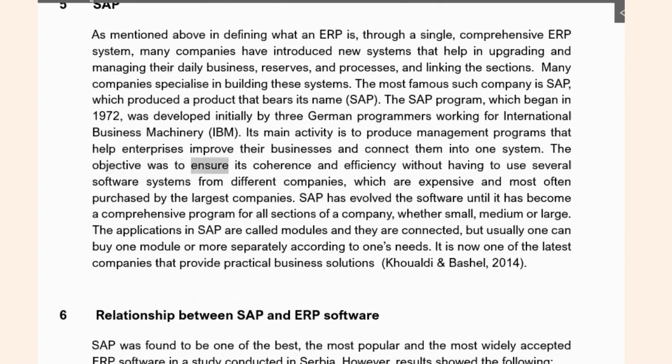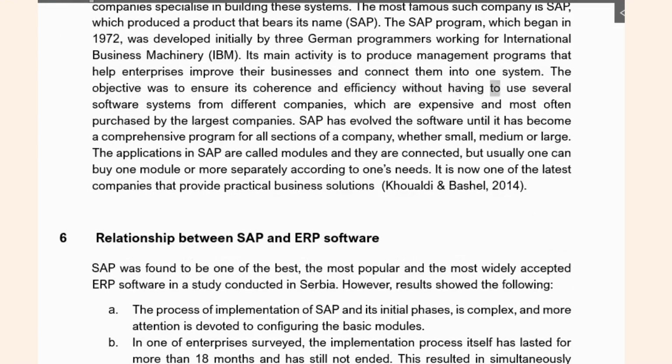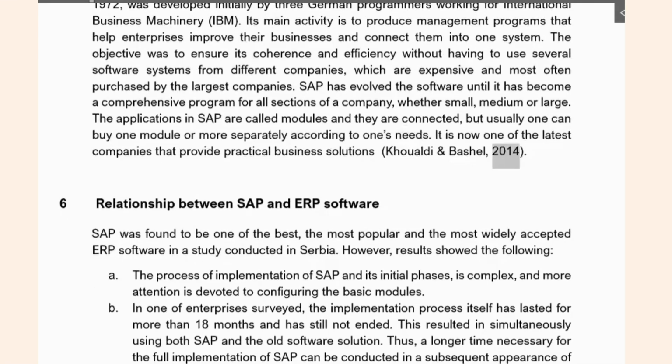The objective was to ensure its coherence and efficiency without having to use several software systems from different companies, which are expensive and most often purchased by the largest companies. SAP has evolved the software until it has become a comprehensive program for all sections of a company, whether small, medium or large. The applications in SAP are called modules and they are connected, but usually one can buy one module or more separately according to one's needs. It is now one of the latest companies that provide practical business solutions, Kualdi and Bahel, 2014.